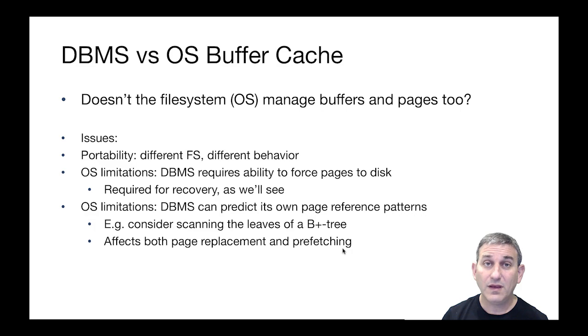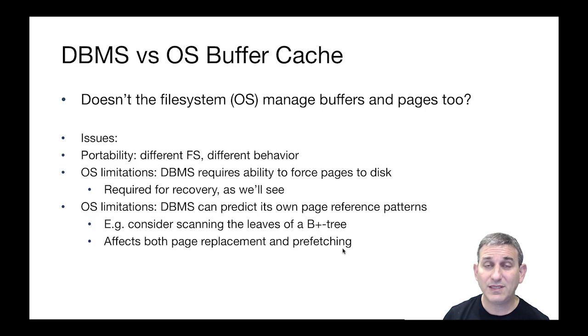First, portability. Many operating systems support more than one file system implementation. And of course, many databases run on more than one operating system. So if you have a database system and you want it to perform predictably across operating systems and across file systems within an operating system, then you want the database system to control the buffer pool policy. Okay, so that's one reason, portability, to get predictable performance for the database.